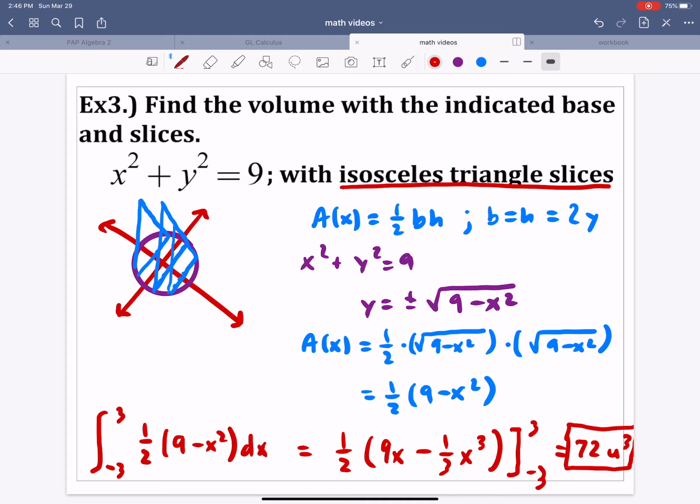That, my people, is all you need for volume by slices day 2. Again, the only change here is that our base became circular, which meant as we found the side length of the square, or the radius of the semicircle, or in this case the base of the isosceles triangle, sometimes we had to multiply that y value by 2 in order to actually capture the appropriate length.